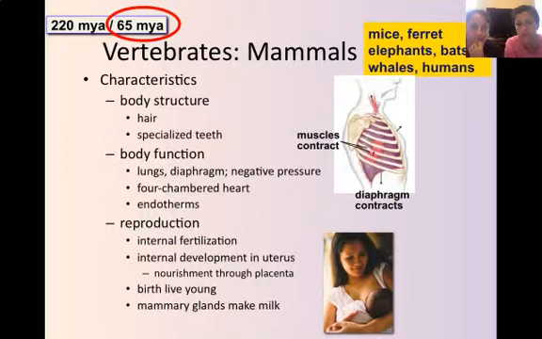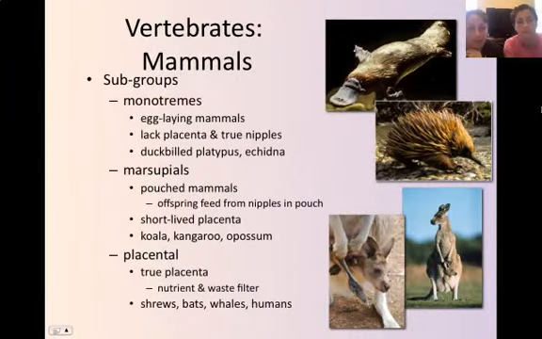As far as reproduction, this is internal fertilization and also internal development in the uterus. So that does get nourishment through the placenta. They birth live young, and mammary glands make milk in order for feeding the young.